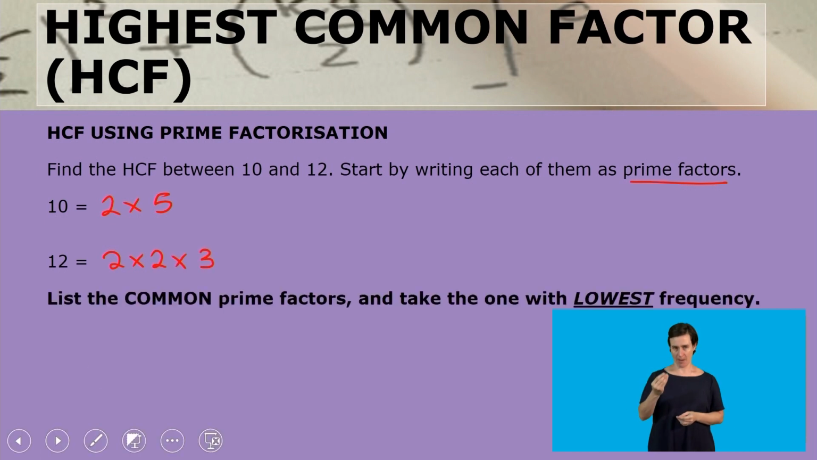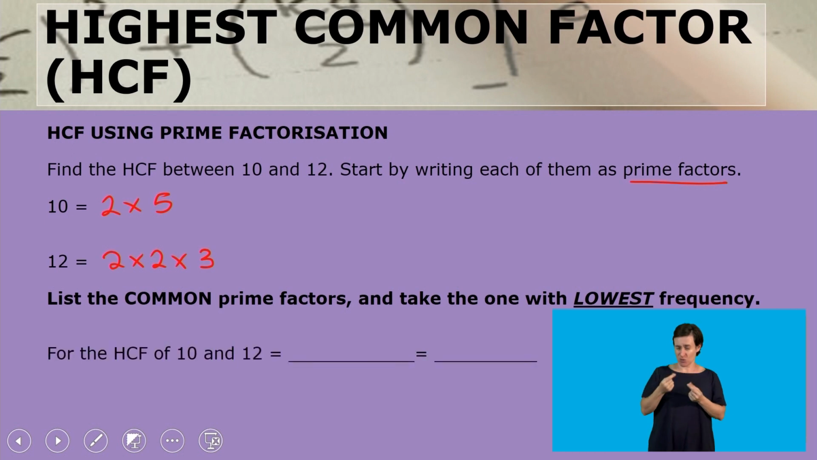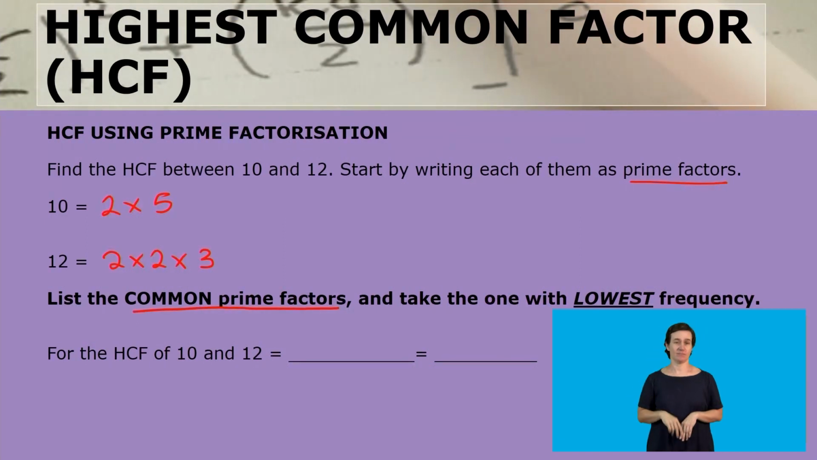So what do we do different when it comes to the highest common factor? We are only going to list the common prime factors. So remember, with the LCM, we were listing all of them that we can see, and we were choosing the highest frequency. Now we are listing the common ones, and we are choosing the lowest frequency. So first, look at the two lists and find the common ones. The common one that we can see from our lists is just 2.